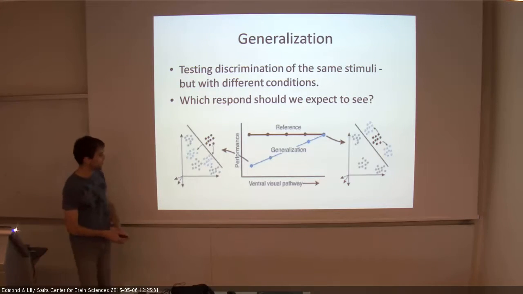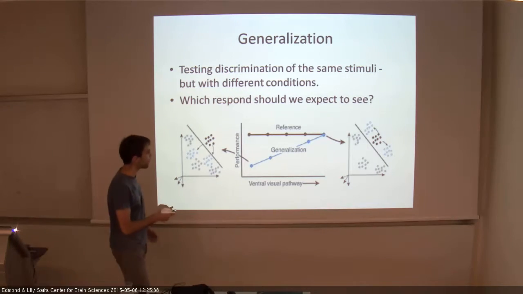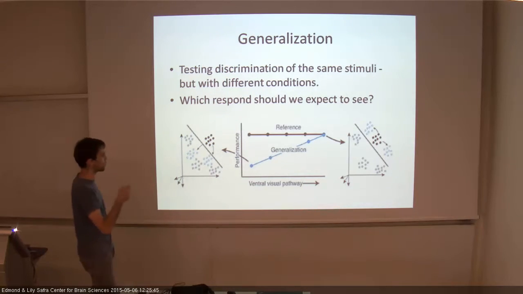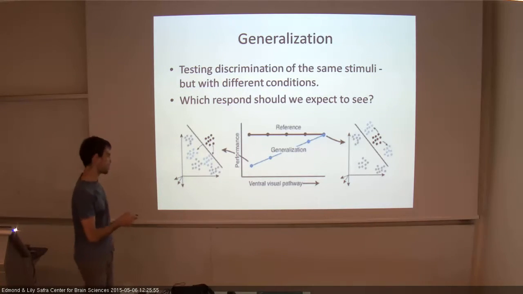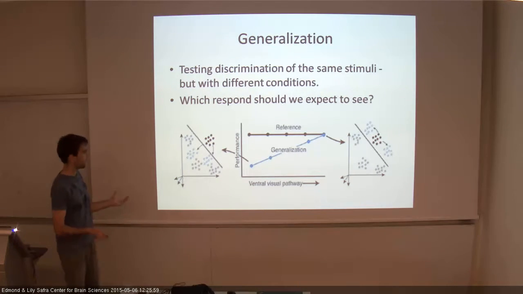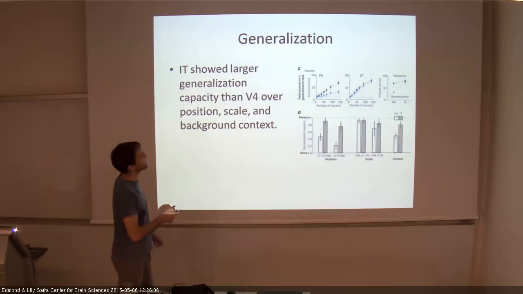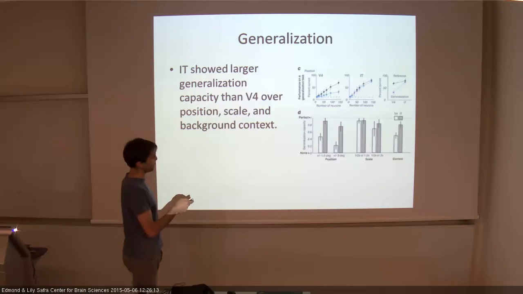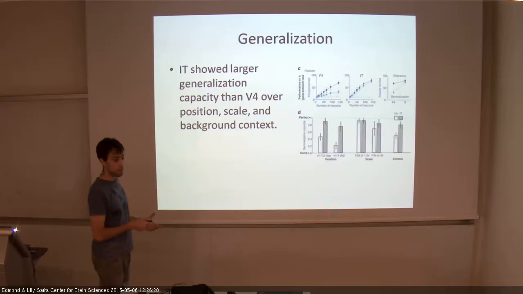Exactly. And this is what they expected to see, that the higher-level areas, such as IT, will succeed in generalization, and the performance of the generalized classification will be very similar to that of the reference. However, low-level areas that are very sensitive to these low-level changes, they expected, won't be able to generalize with such good performance, and they will fail in the classification, and this is exactly what happened. Look that V4 here really struggled in classification, and although it had 150 neurons, it did struggle. It's the classifier that had a hard time.